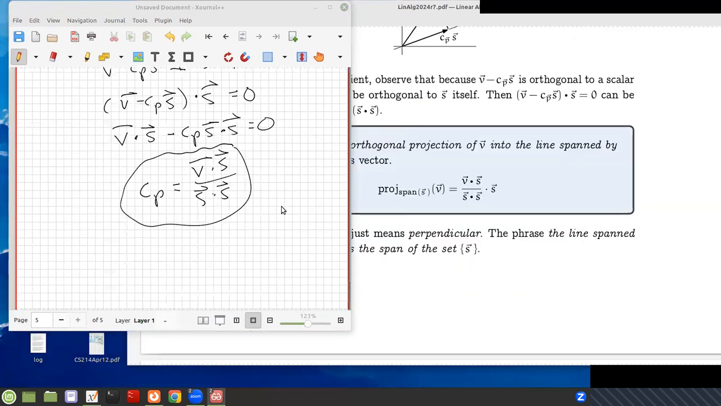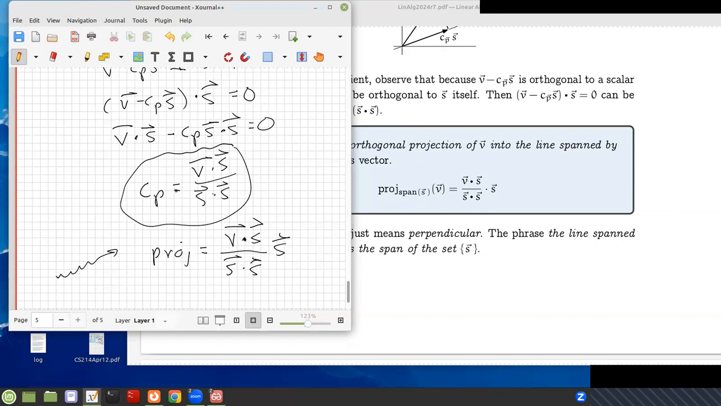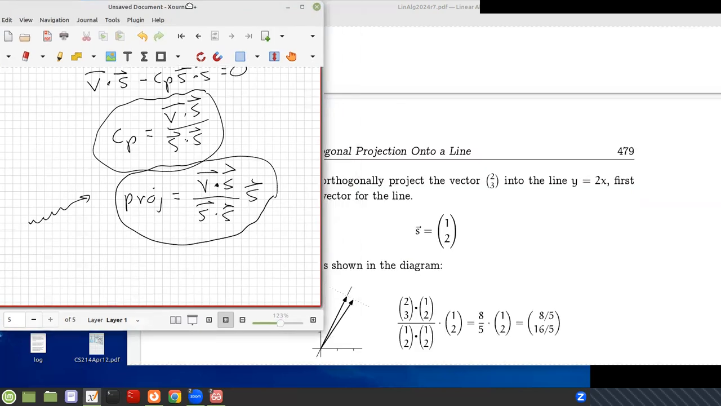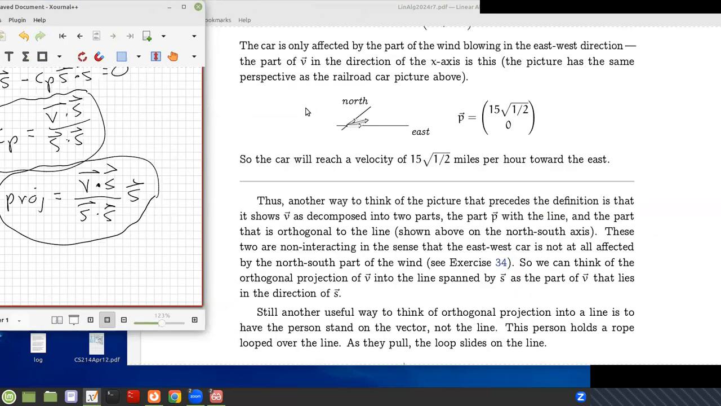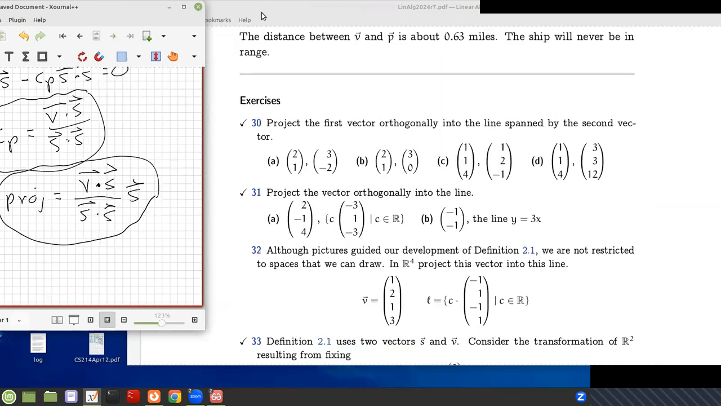So the projection, the squiggly line in that diagram, is the projection of V on the line S, which is the span of that thing. So the projection equals V dot S over S dot S times S, because this is this constant. This is what we want. This is what's going to be used in the next section. The whole point of this section is just to make sense of this. There are some examples, and there's another way of looking at it.